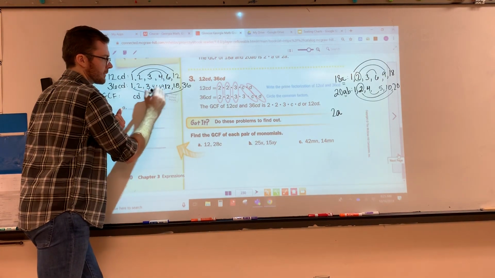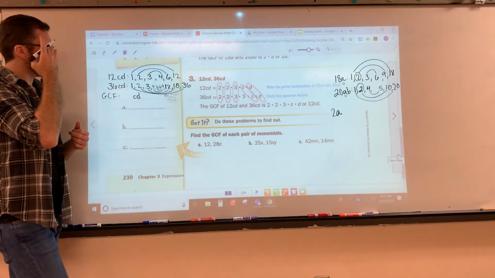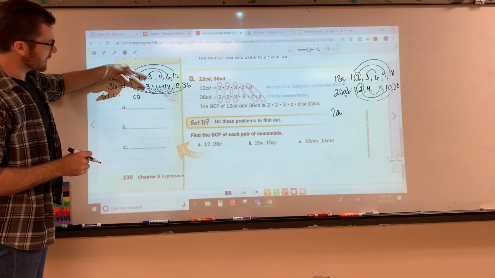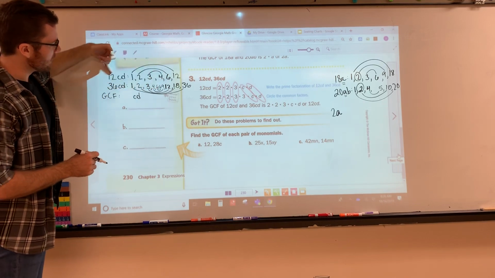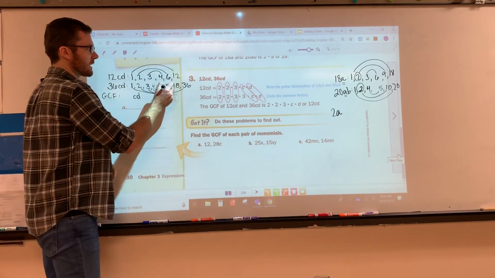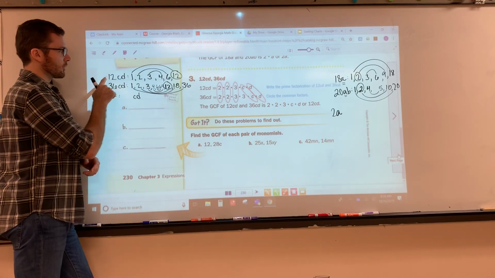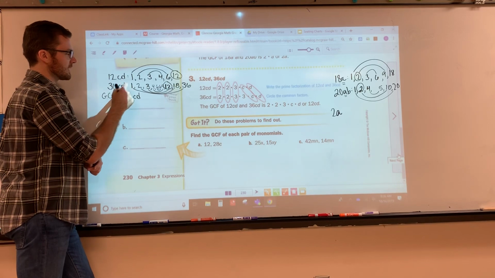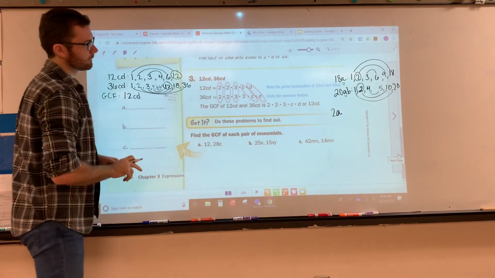Okay? You might not be able to see that from the camera view. All right, they both have 1 in common. They both have 2 in common. They both have 3 in common. They both have 4 in common. They both have 6 in common. 12 does not have a 9. They both have 12 in common. So my greatest common factor is 12. So the greatest common factor for 12 times c times d and 36 times c times d is 12 times c times d for number 3.